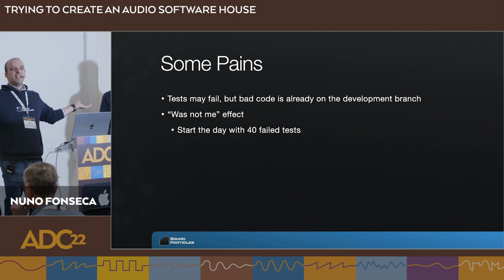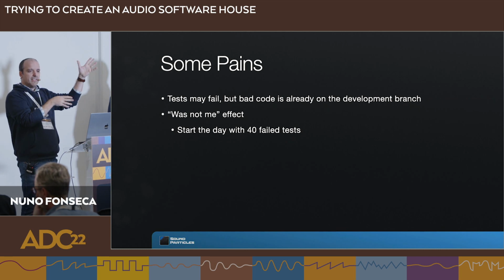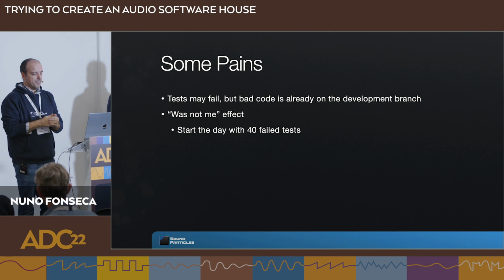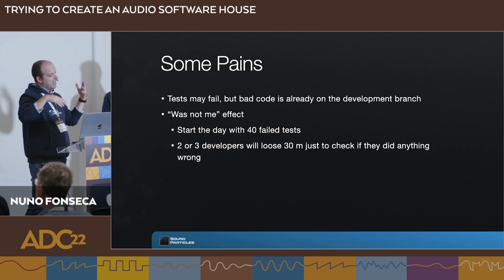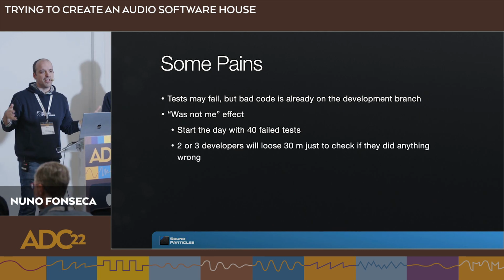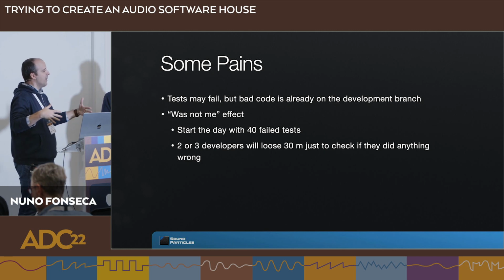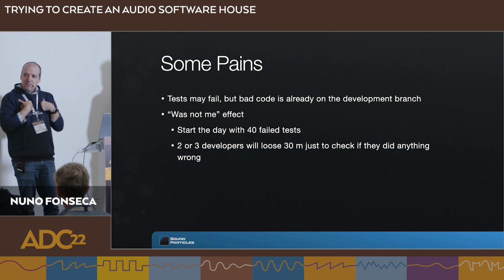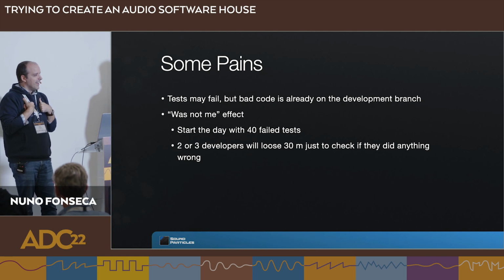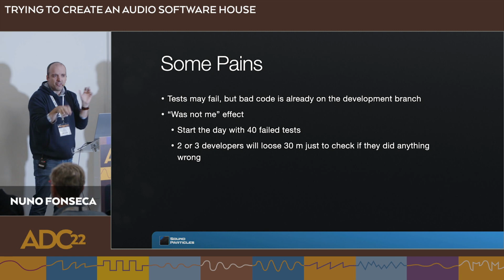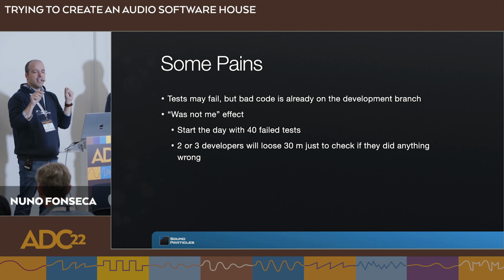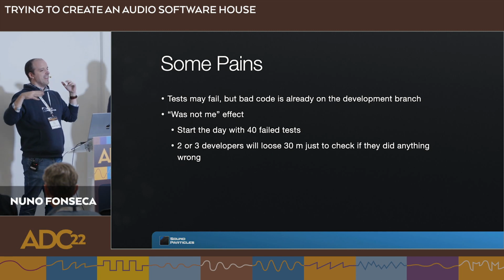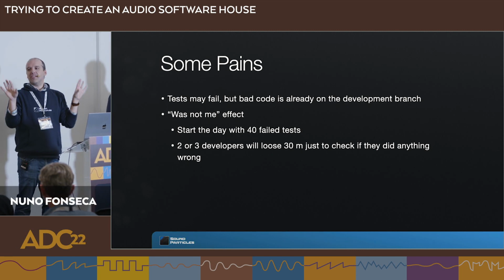And during the daily meeting, we say, okay, people, there are 40 tests that failed during the night. We need to fix it. Then what usually happens is that 2 or 3 developers, the most responsible ones, will lose like 30 minutes each just to find out, did I do anything wrong? And then you go there and check the code and the test. And after half an hour, each one of these good developers finds out that, okay, it's not their code.